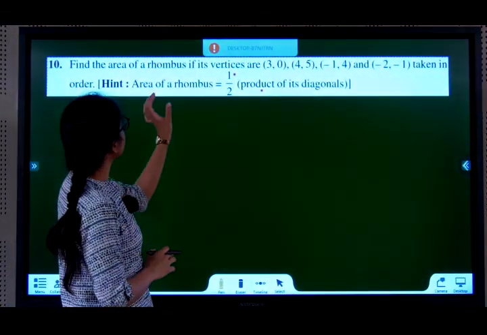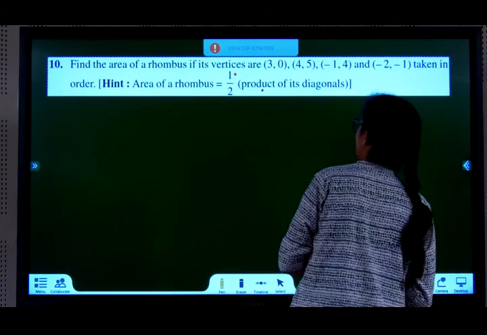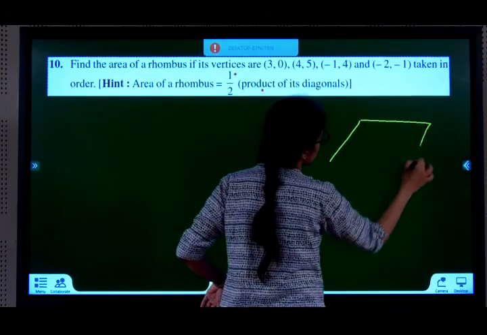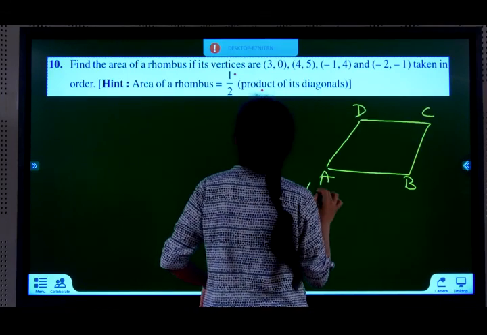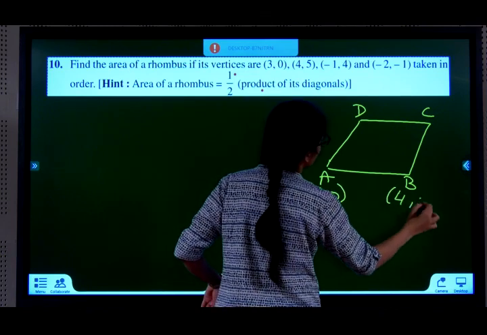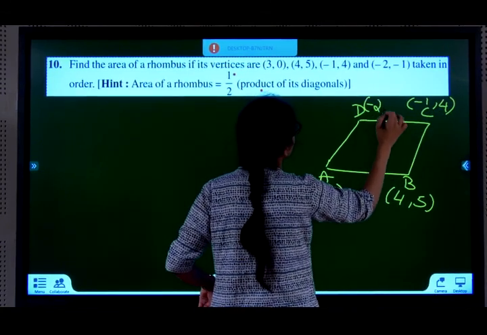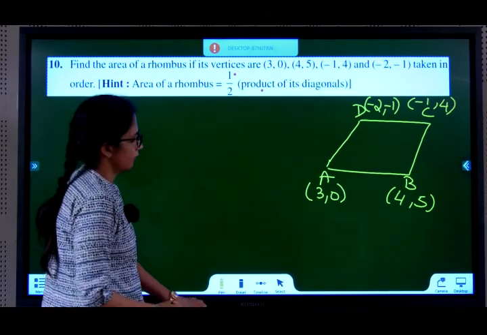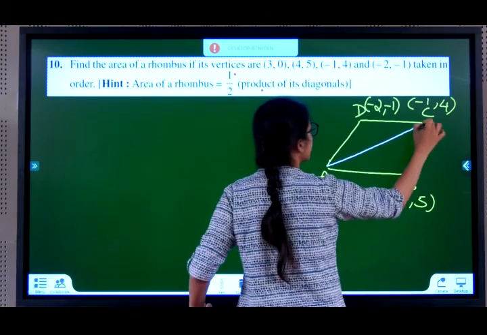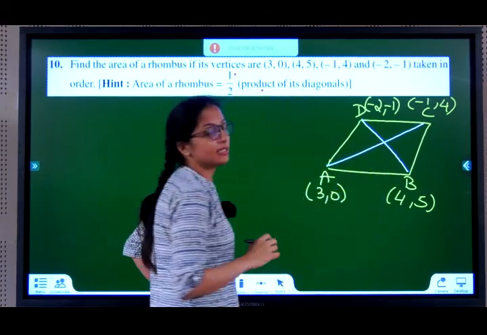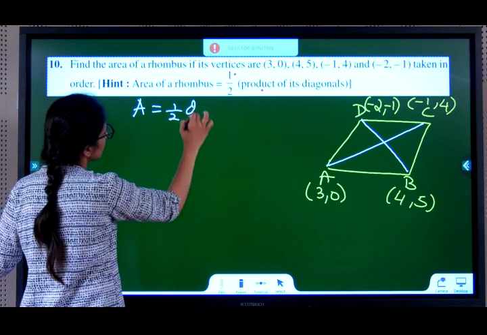Question 10. Find the area of a rhombus if its vertices A, B, C, D are taken in order. So this is a rhombus. You have A, B, C, D. A is (3, 0), B is (4, 5), C is (-1, 4), and D is (-2, -1). Find the area of the rhombus. One of the formulas for the area of a rhombus is half into D1 into D2, where D1 is diagonal 1 and D2 is diagonal 2.